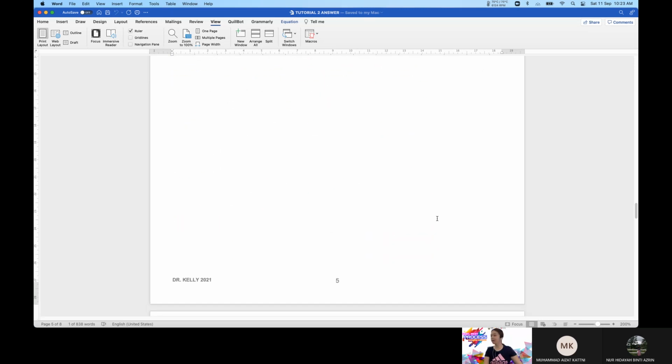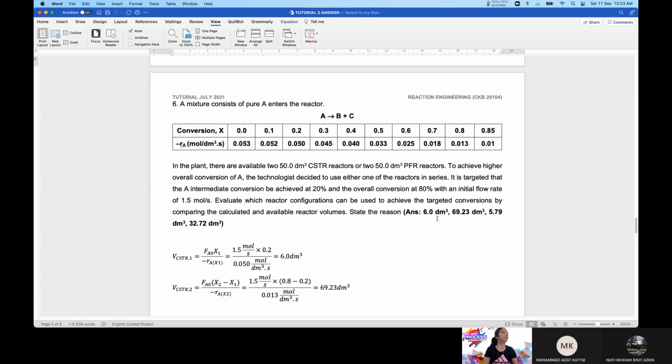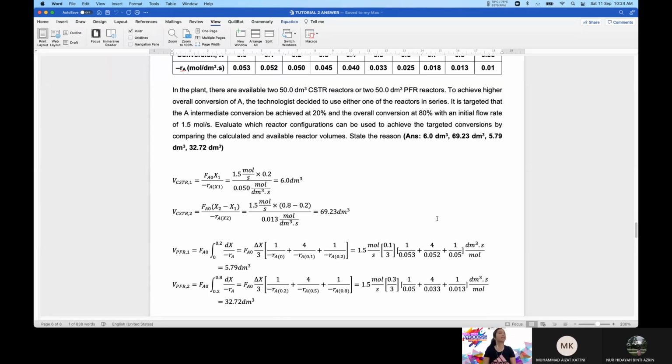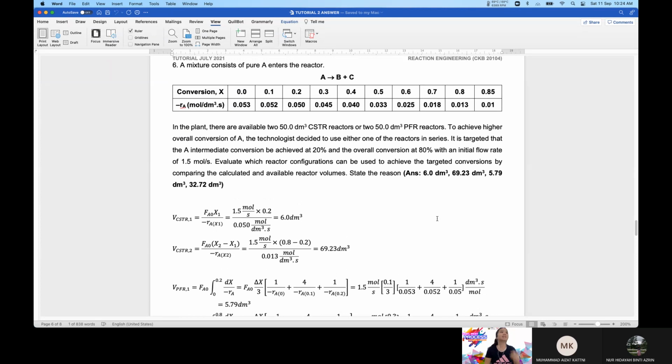Okay, so sempat lagi one very last question sebab question number 6 last sikit je soalan ni, tapi just that is interesting, that is somewhat like a real application and how we strategize based on the real scenario. Okay, so soalan nombor 6. Okay, a mixture consists of pure A enters the reactor. Okay, so saya ada pure A, tak payah bimbang pasal inert semua, terus A saja masuk, hasilkan B dan C. Dia beri kita table, so tadi kita guna plot, sekarang kita guna balik table.